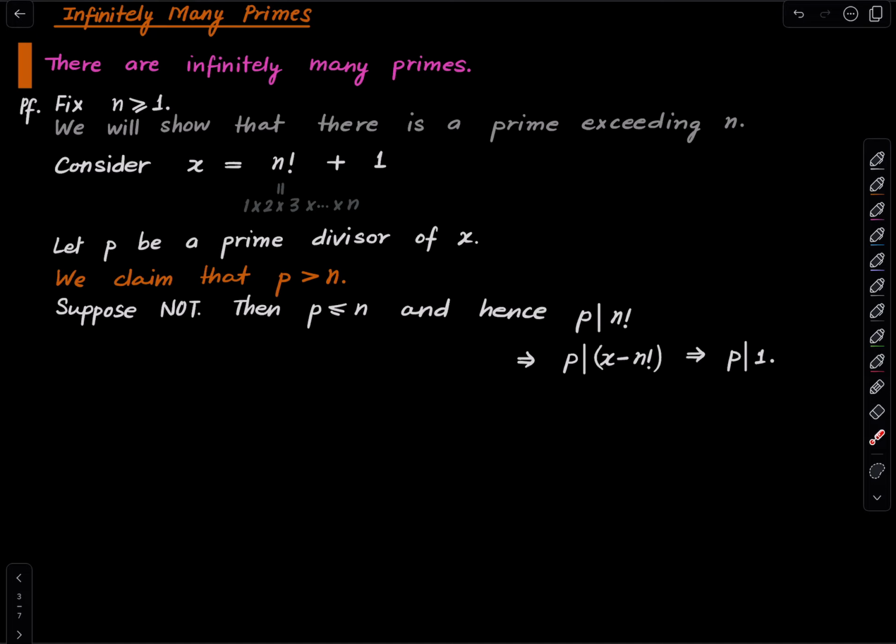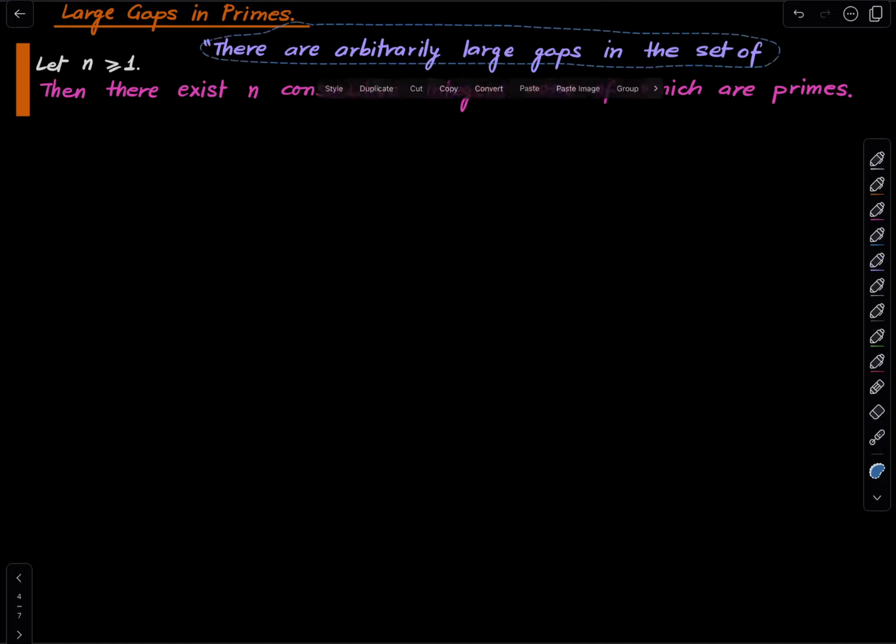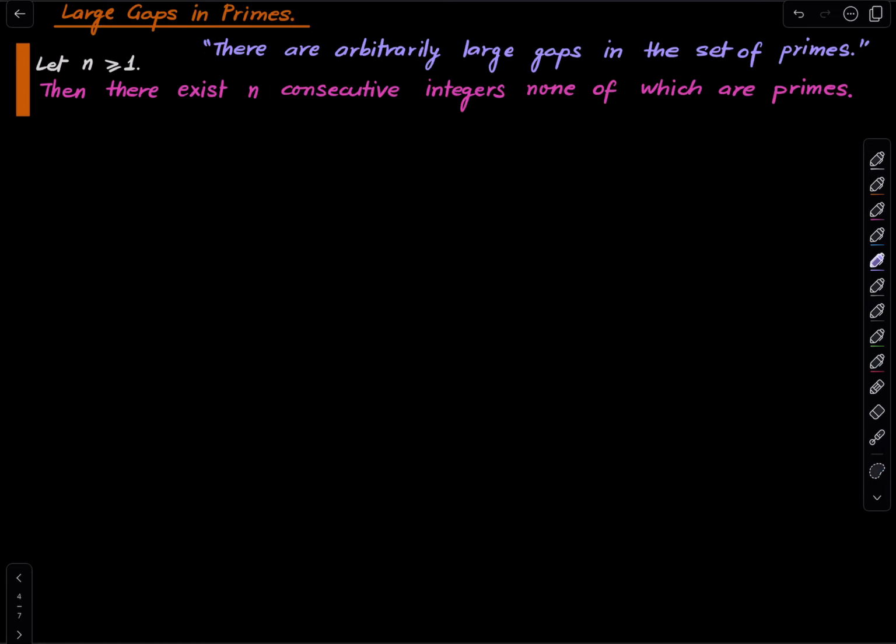Alright, let's move on to more interesting propositions. Yeah, this is also very nice. Fix a natural number n. We want to show that there exist n consecutive integers, none of which are primes. So there are arbitrarily large gaps in primes. That is what this proposition is saying in simple English. Let me write that down. There are arbitrarily large gaps in the set of primes. This is what we will prove.